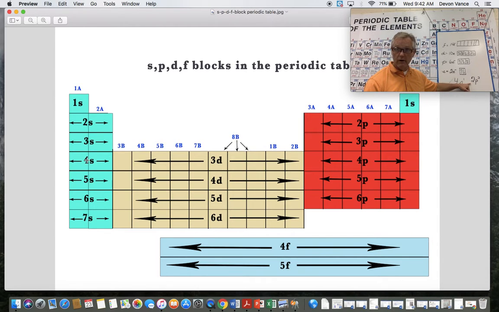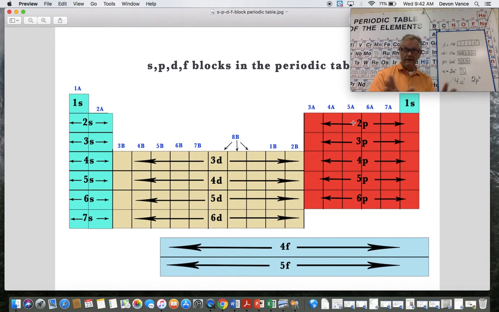The number, in this case 2, tells us the period. The p, in this case the p block, tells us the location. And then the 3 tells us the exact location. So if I go through and I go down to the second period, 1, 2, I go over to the p block, that's the red, and then I count over 3. 1, 2, 3. I'm at this element right there.